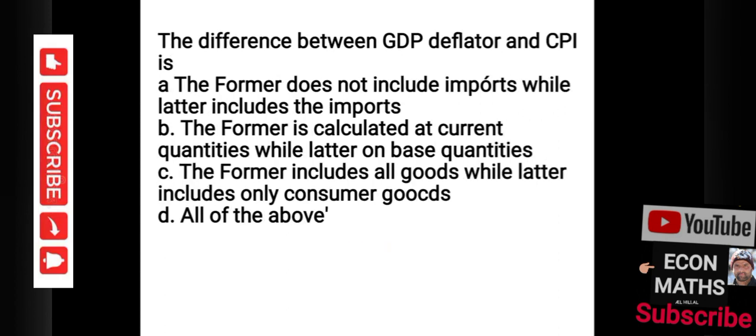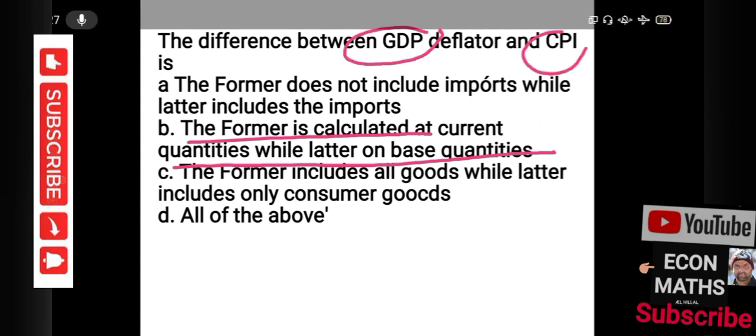Next question is the difference between GDP deflator and CPI, that is consumer price index, is the former does not include importers while later includes importers. Yes, GDP deflator doesn't include importers, but consumer price index will incorporate importers, the price of imported goods. B option is the former is calculated at current quantities while later on base quantities. Yes, that is also true. This GDP is calculated on the current quantities, while this CPI is calculated on the base quantities.